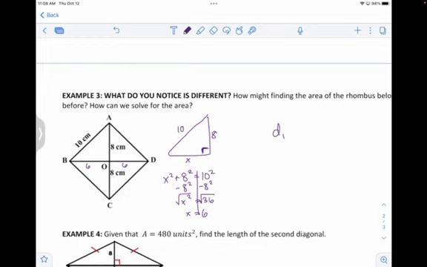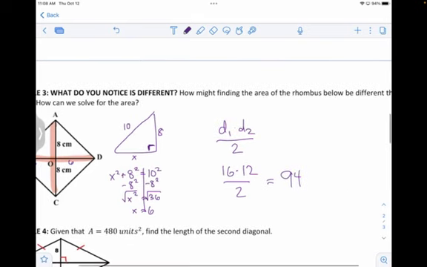Okay. D1 times D2 over 2. Okay, what's my D1? 16. Then times this one, 12. What was that, 94? 96, thank you. I can do 12 times 8 in my head.